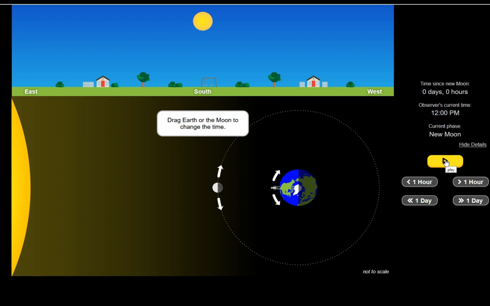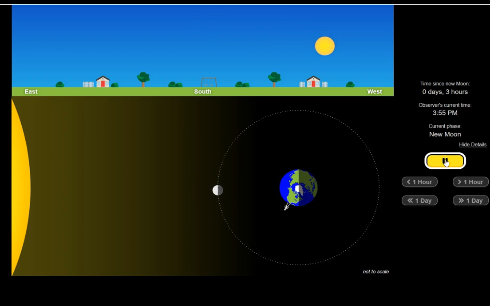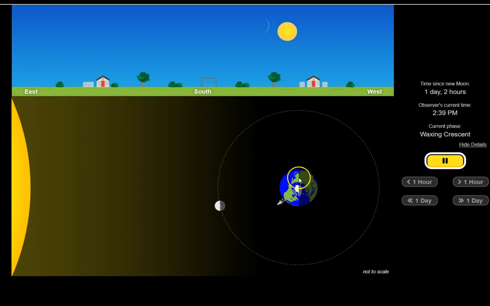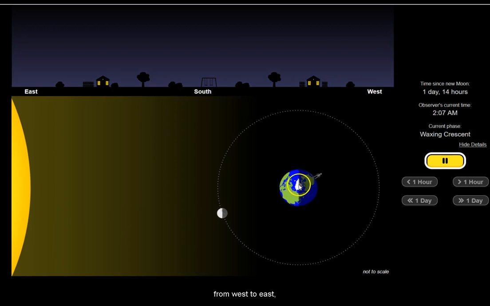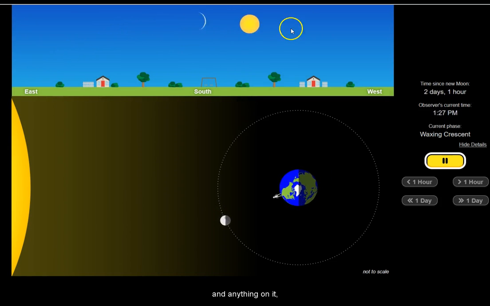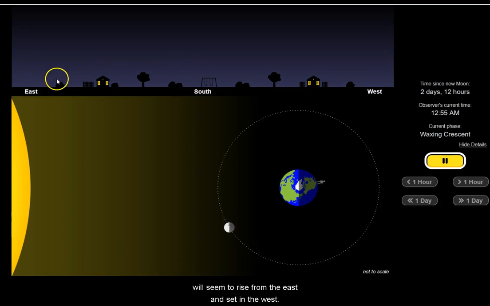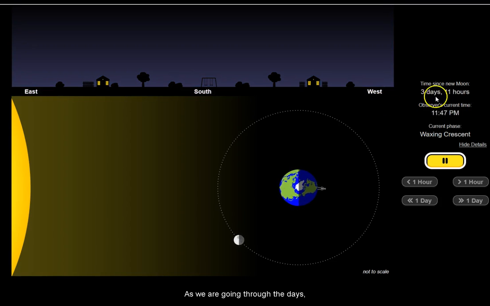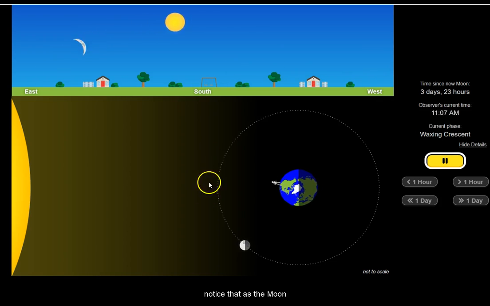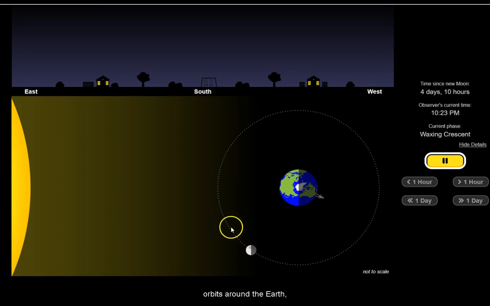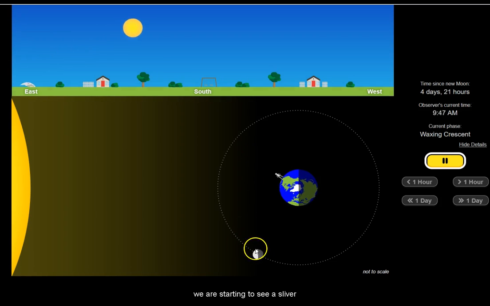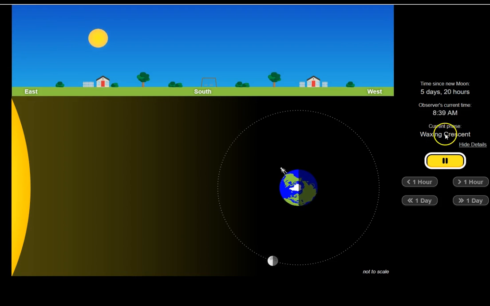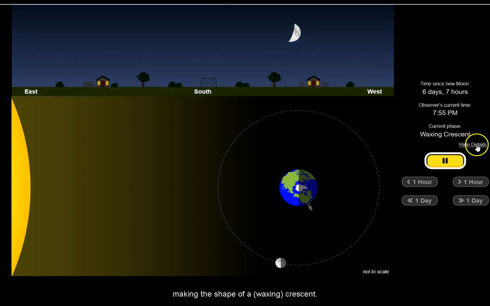Let's start the simulation. Again, as the Earth rotates from west to east, the sky and anything on it will seem to rise from the east and set in the west. As we are going through the days, notice that as the moon orbits around the Earth, we are starting to see a sliver of its daytime side, making the shape of a crescent.